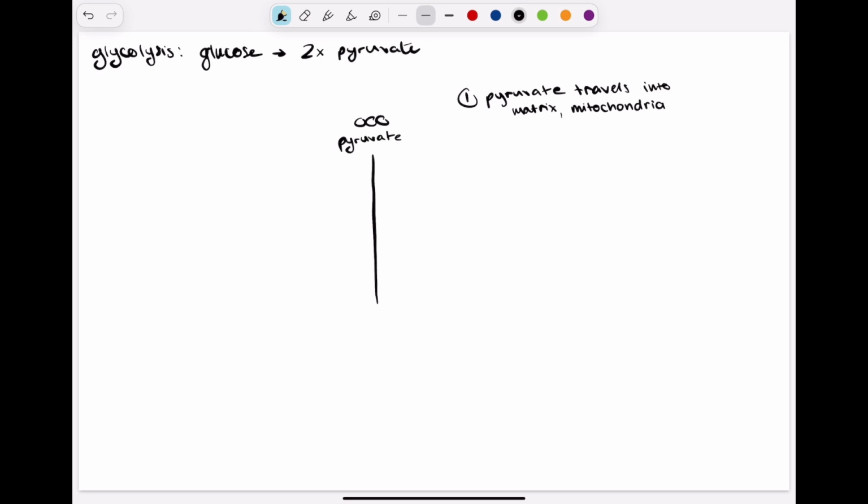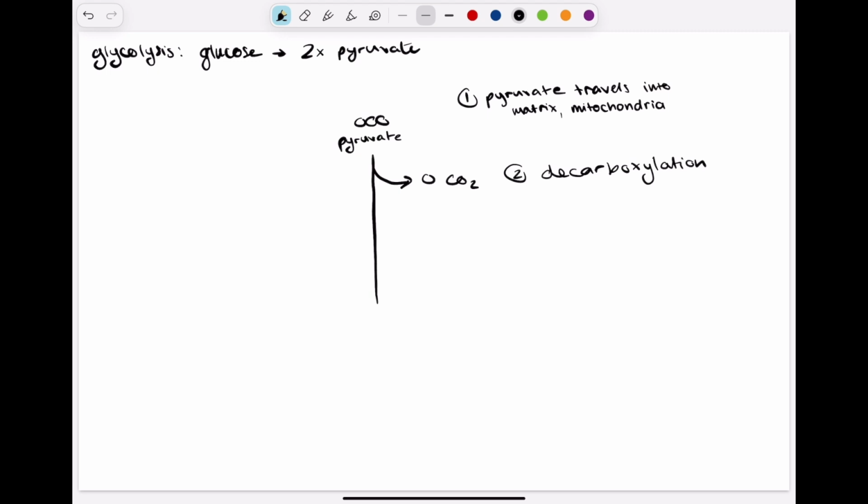And the first thing that happens is that the pyruvate loses a carbon in the form of carbon dioxide, and this reaction is called decarboxylation. Now, decarboxylation, like the name might suggest, is just losing carbon, and often in biology it's in the form of carbon dioxide, but again, not always. Next, we now have this 2-carbon molecule. We are going to oxidize it.